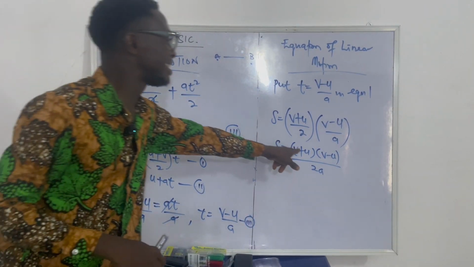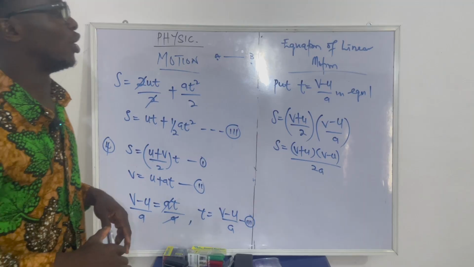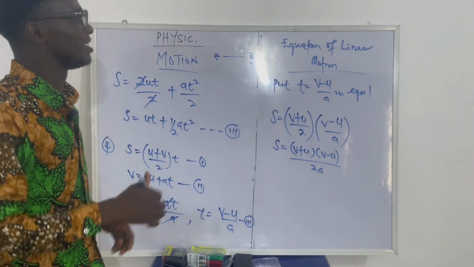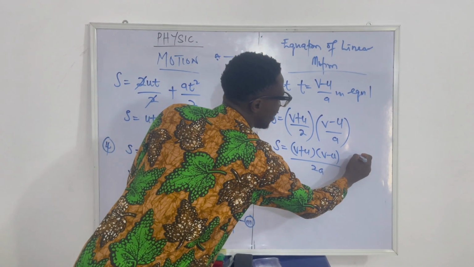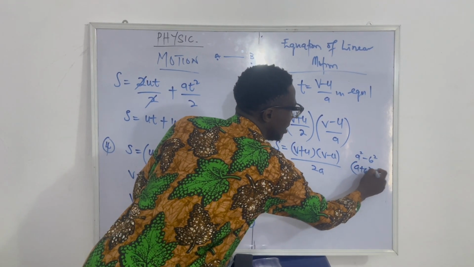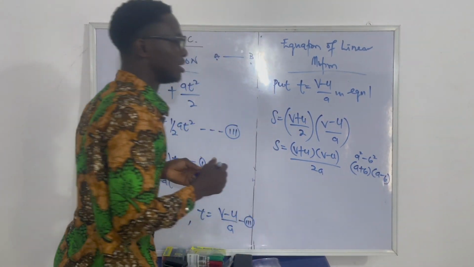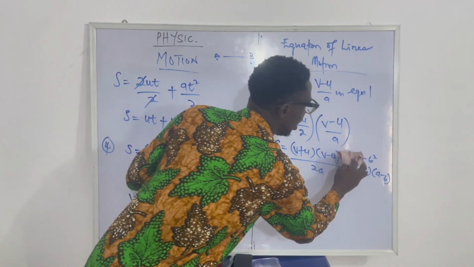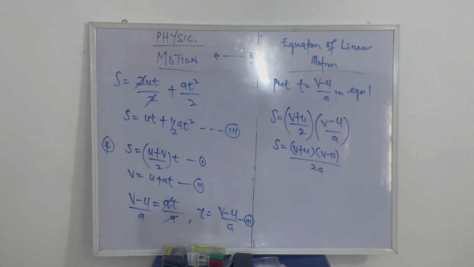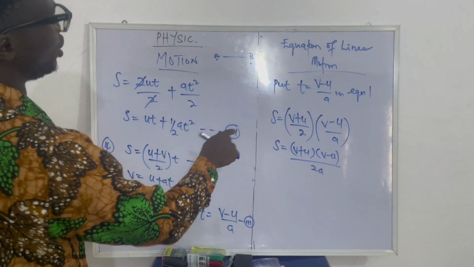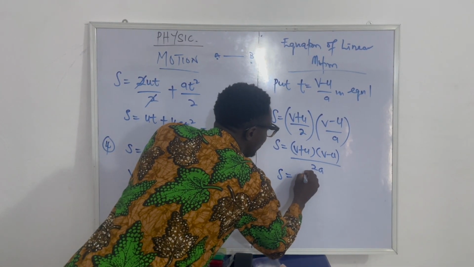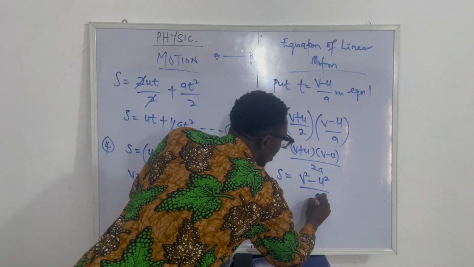Now, this one brings us to what we learned in GS3, difference of two squares. That is, whenever we have a squared minus b squared, we say it is a plus b into a minus b. So that's what we call difference of two squares. And that's what we are going to do here. So, if we have v plus u into bracket v minus u, we can actually say that s equals to v square minus u square over 2a.